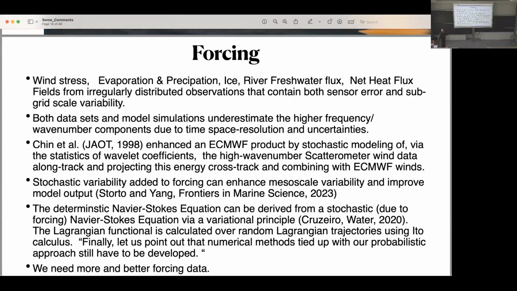What do we need from ocean models in general? We need wind stress, we need evaporation, precipitation, freshwater flux terms. We need all of the heat flux terms.